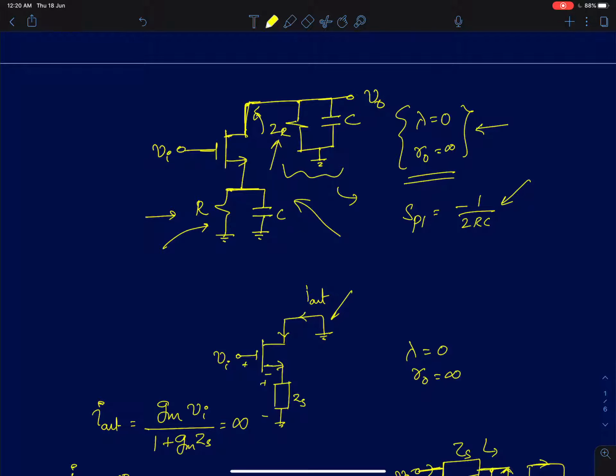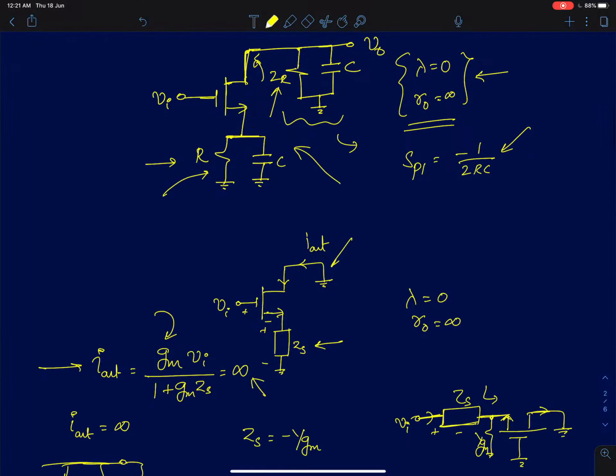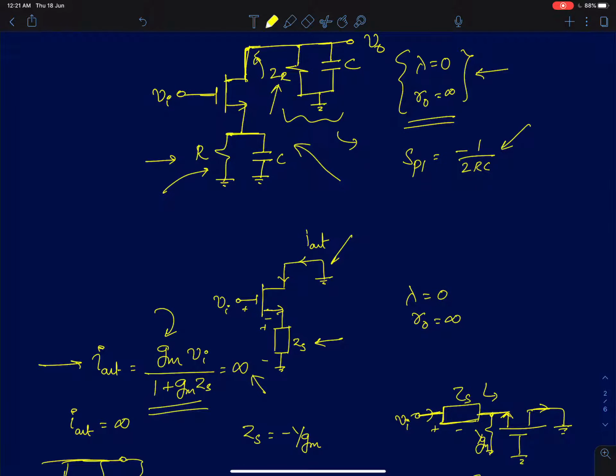So we know for a MOS amplifier with a source degenerated impedance ZS, the effective transconductance is given by GM by 1 plus GM ZS. So your I out will simply be GM by 1 plus GM ZS into VI. And we have to equate this to infinity. So that simply boils down to the condition 1 plus GM ZS is 0. So you get ZS equals minus 1 by GM.